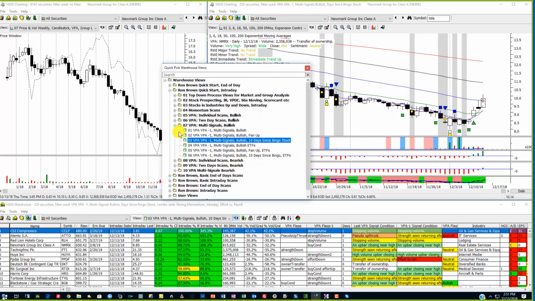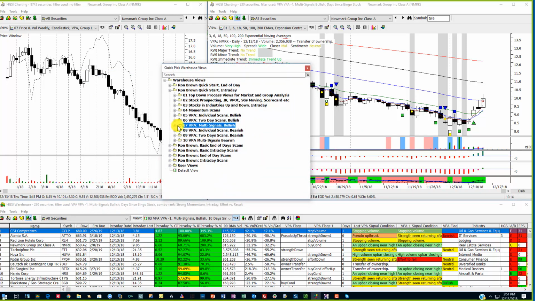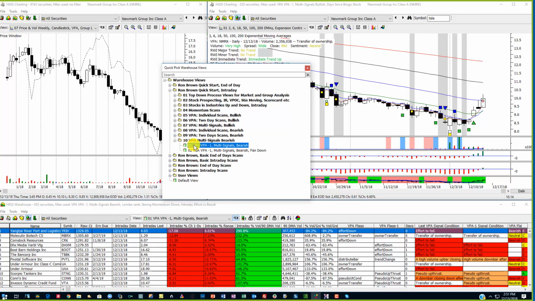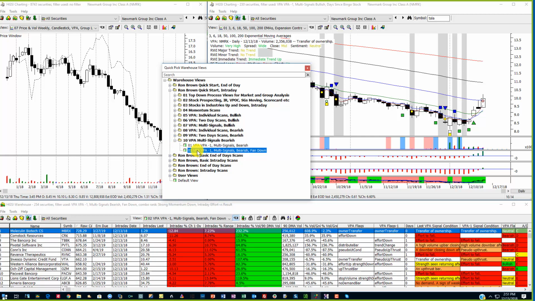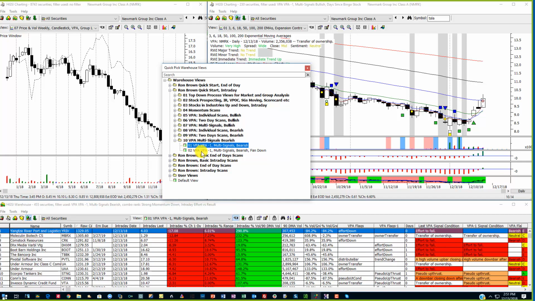Okay, these are ETFs. I'm not going to spend any time on those. These are the bearish scans. Is this the one you want to do? Piers, which one did you suggest? One of these?